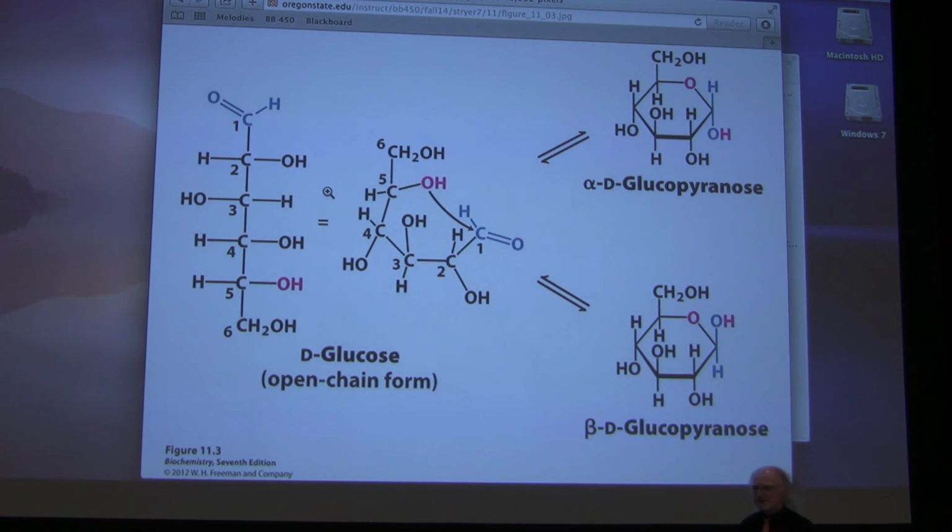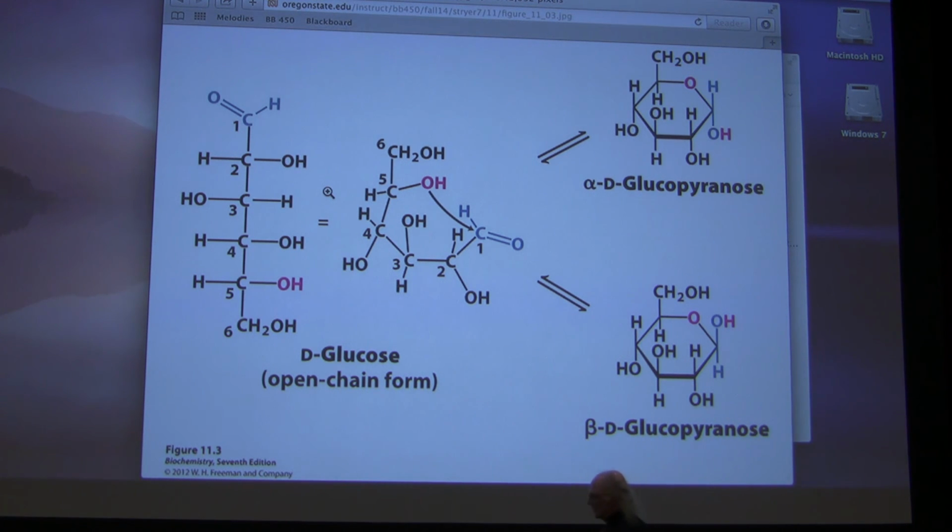This shows the cyclization of glucose to form a pyranose. So here's the straight chain form, and the straight chain form of glucose we refer to as the Fischer structure, F-I-S-C-H-E-R. The Fischer structure. The ring structures are what we call Haworth structures, H-A-W-O-R-T-H.